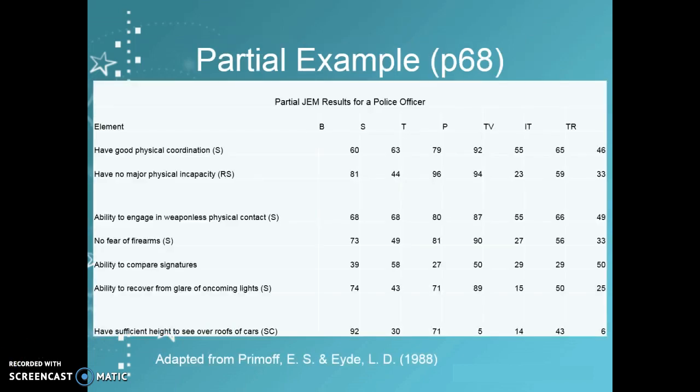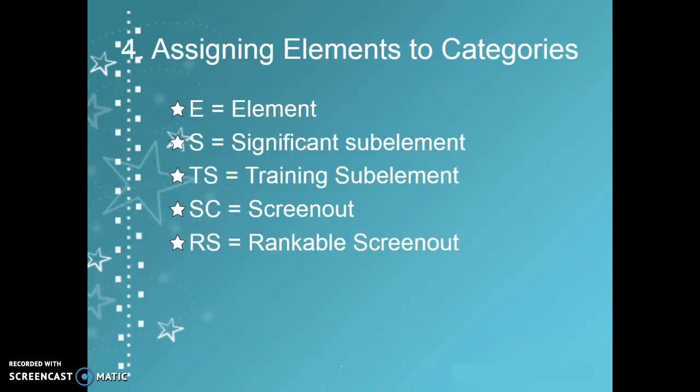I'm going to go back to this chart. You'll notice in parentheses there are different letters: S, RS, SC, etc. This is the next step, step 4, assigning elements to categories. So each value, E is element, it's marked in the total value of 100 or greater. S is significant sub-element, the ability gets marked when IT is 50% or greater. TS is training sub-element, and that ability gets marked when TR is 75 or greater.